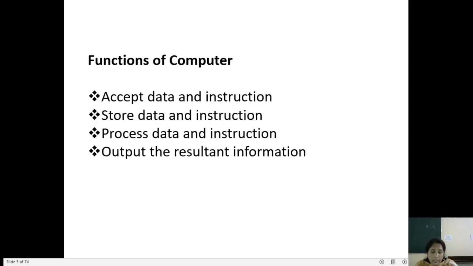Then let's understand a brief functionality of a computer. Accept the data, store the data and instructions, process data and instructions, and output the resultant information.